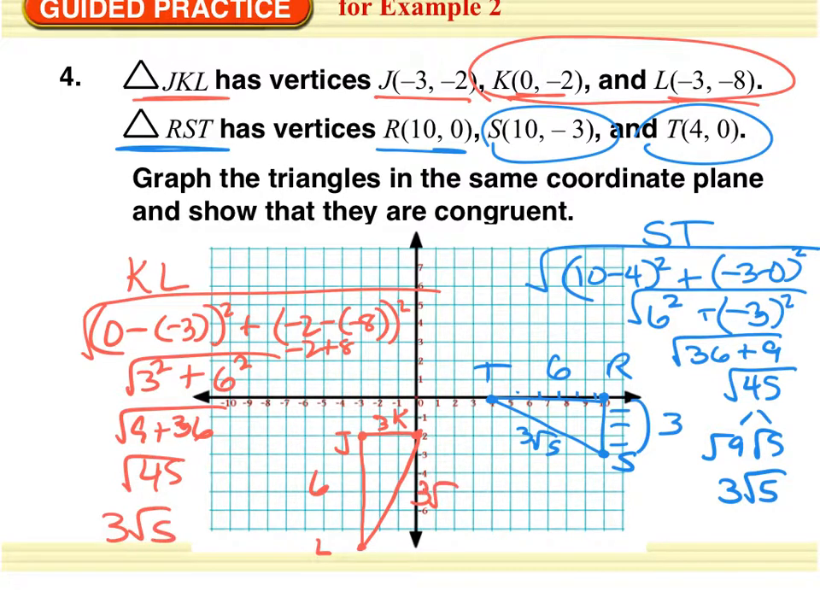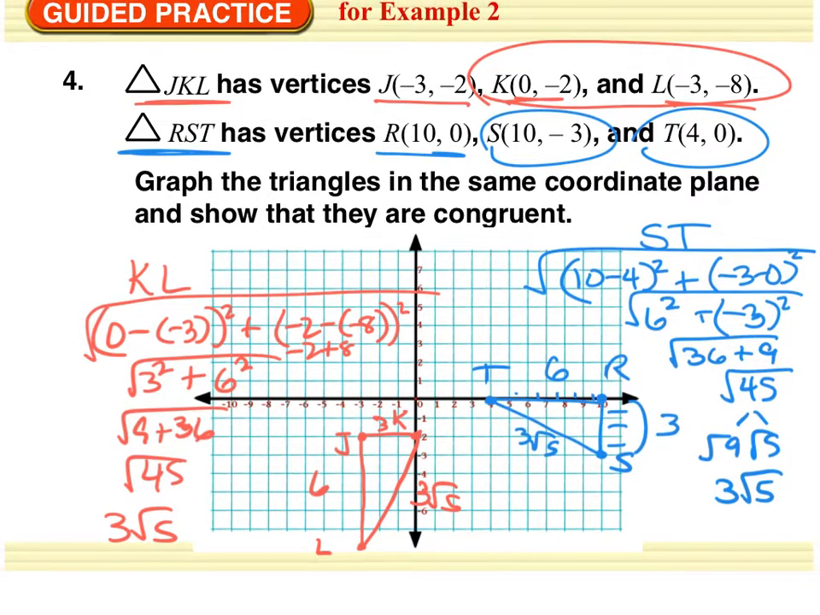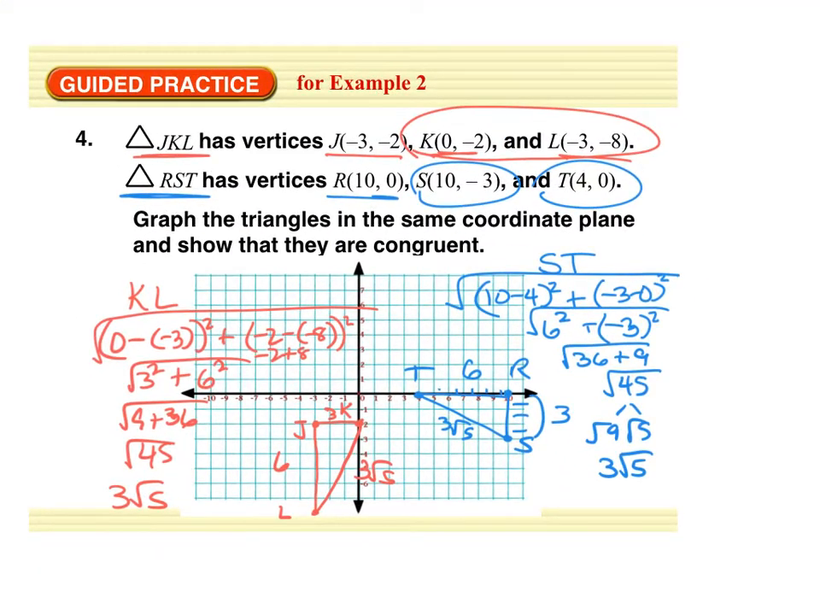So because all 3 sides have a corresponding side that matches, I would say yes, these 2 triangles, JKL and RST, are congruent, and the reason is the side, side, side postulate.